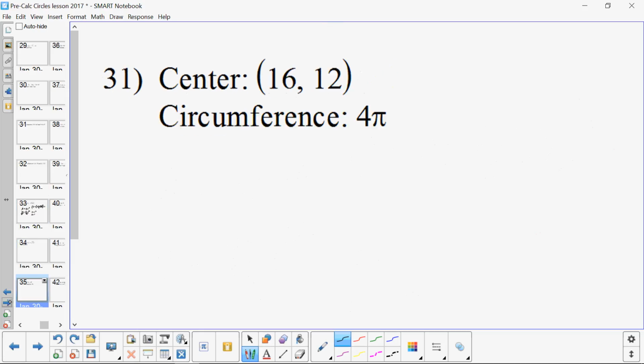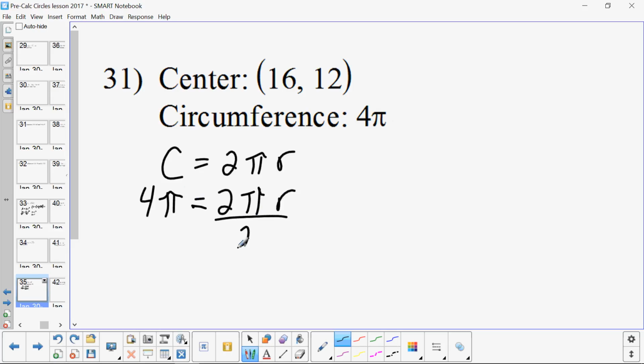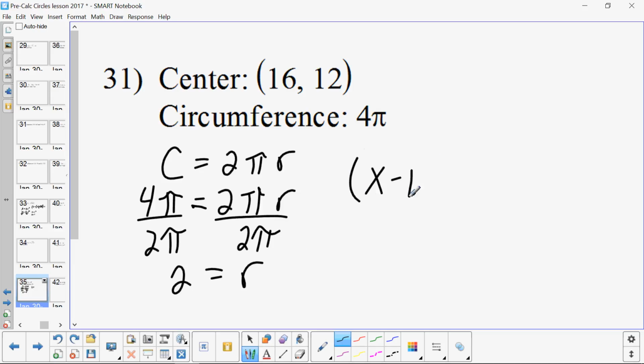Try number 30. Circumference. Well, circumference equals 2 pi r. In this case, circumference is 4 pi. So 4 pi equals 2 pi r. I'll divide both sides by 2 pi. 2 equals your radius. Then just go back and write your equation. X minus 16 squared plus y minus 12 squared equals radius squared. That's 2 times 2, that's 4. Done.